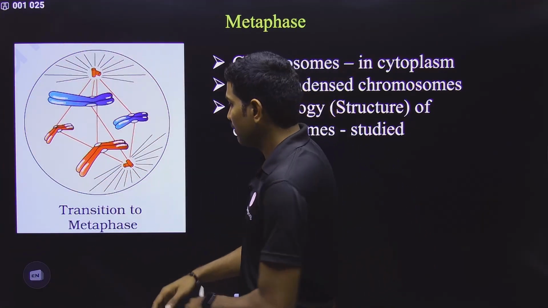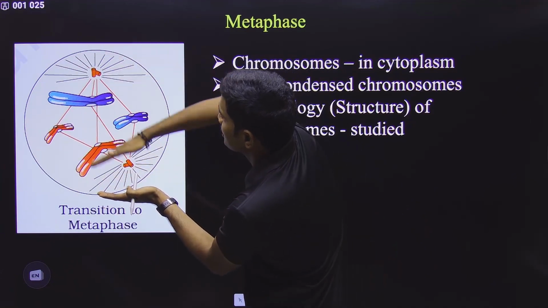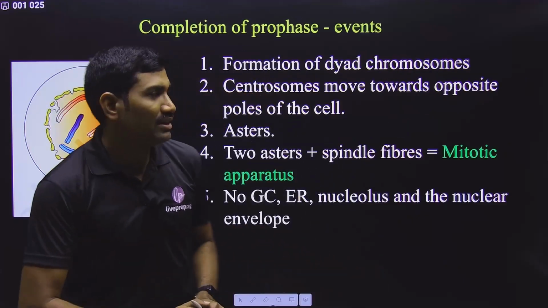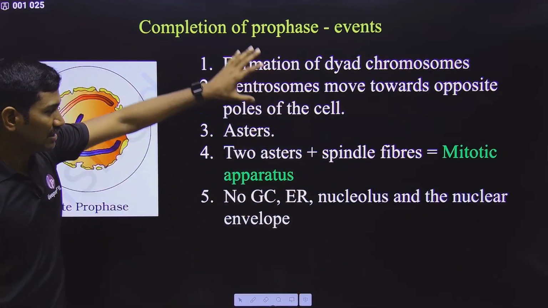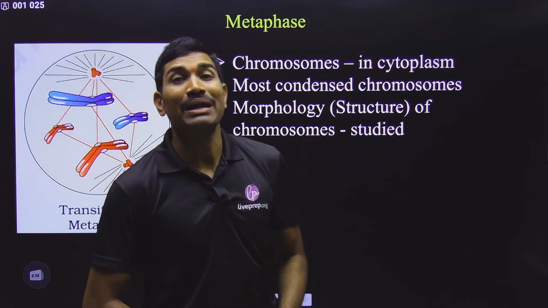That's why for the spindle apparatus, suppose this is one side, this is the other side, completely it is called the spindle apparatus. Clear? This is another important point that they are talking about under the prophase itself. These are some important things that they are saying here. Next we are going into the metaphase.